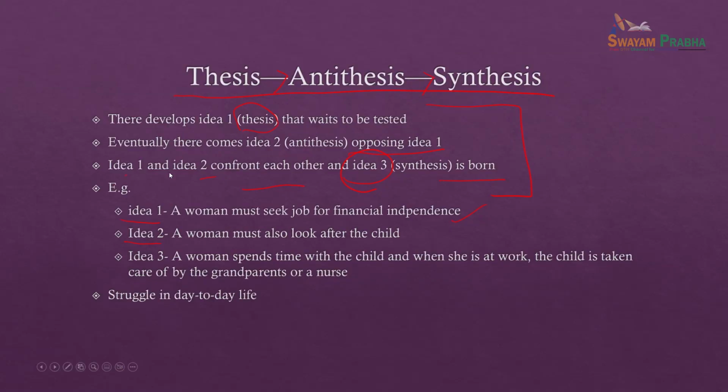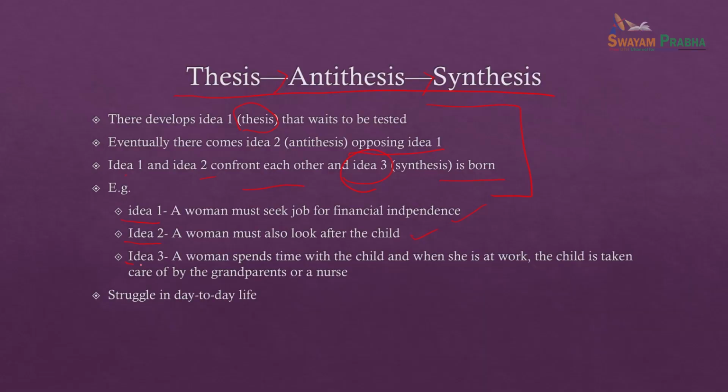Idea 2, a woman must also look after the child at the home. So, if the woman is going out to work, who is going to take care of the child? The woman must also look after her own children. In that case, idea 1 is in contradiction with idea 2.